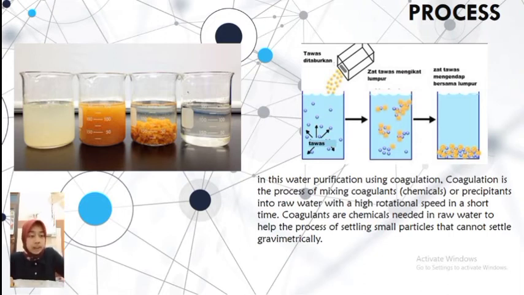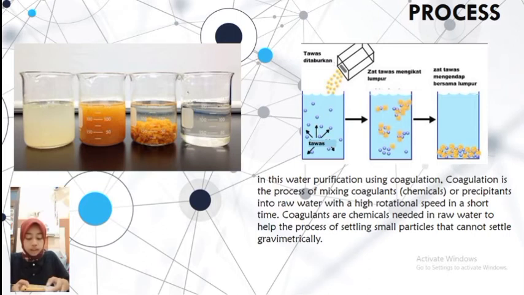Okay, you can see the image of the process. Let's see the process. When the alum is given, what happens? The alum will bind with the materials, and then what is the result? The alum will settle together with the materials, so the water becomes clean.